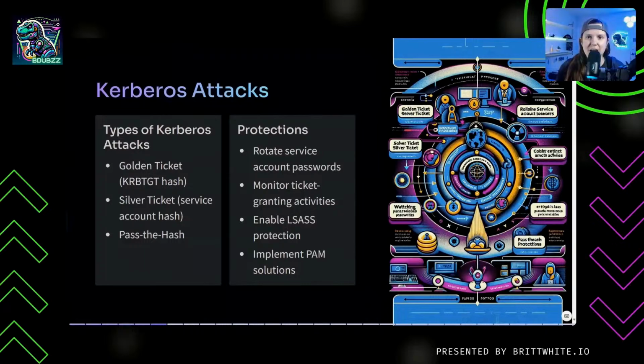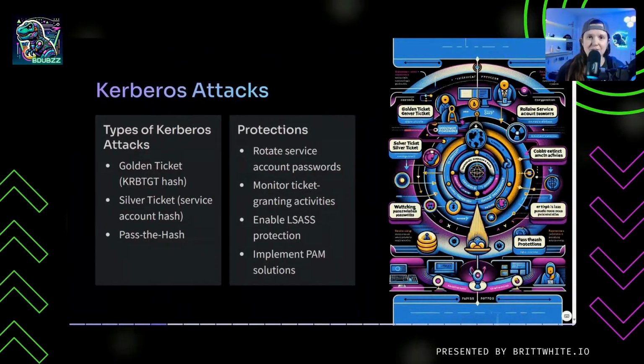However, its reliance on hashes creates some vulnerabilities. The most severe is the golden ticket attack, where attackers steal the KRBTGT hash, which is the master key. Using tools like Mimikatz, they can forge any ticket they want. It's like stealing the master key to every door in the building. Prevention requires regularly rotating that KRBTGT password at least twice, 24 hours apart, and monitoring for tickets with suspiciously long lifetimes.